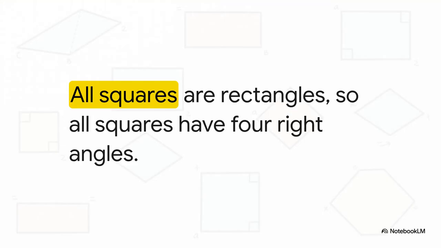This setup brilliantly illustrates a core standard in geometry. As the math standards tell us, attributes belonging to a category also belong to all of its subcategories. So we get this golden rule of inheritance. All squares are rectangles, so all squares have 4 right angles. That's why a square can be perfectly described as just a very specific type of rectangle. It literally absorbs all the family traits.